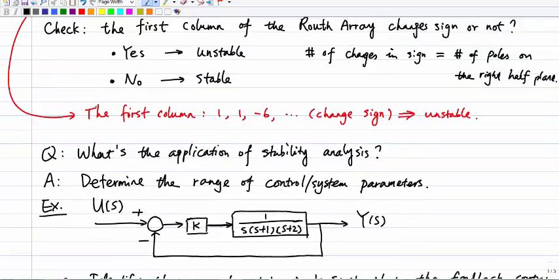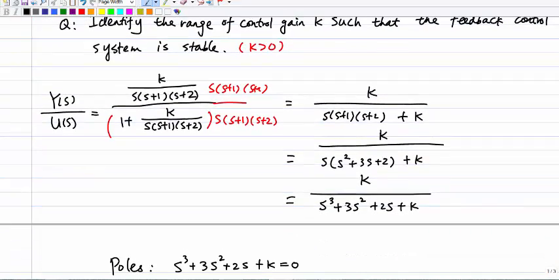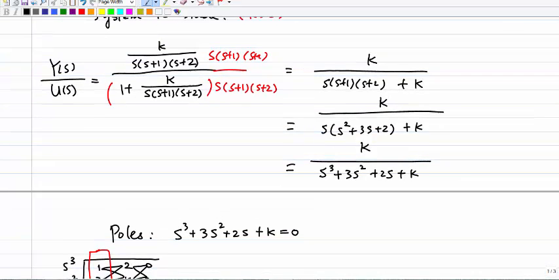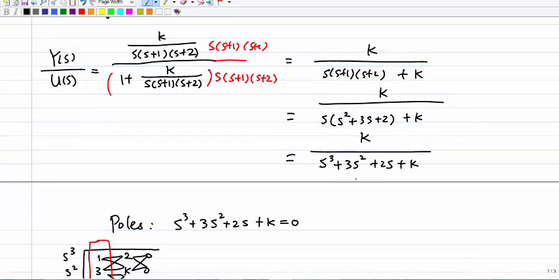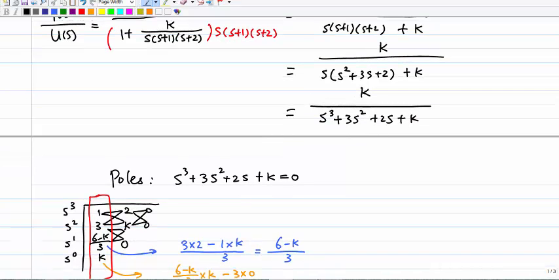So what we do is, let's go back here. We write this as K divided by s cubed plus 3s squared plus 2s plus K. That's what we have for the transfer function. Now to ensure stability, we have to make sure the poles of the transfer function are in the open left half plane. In other words, if I check the Routh array, the first column should not change sign.